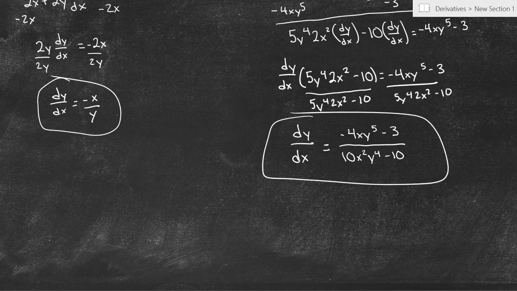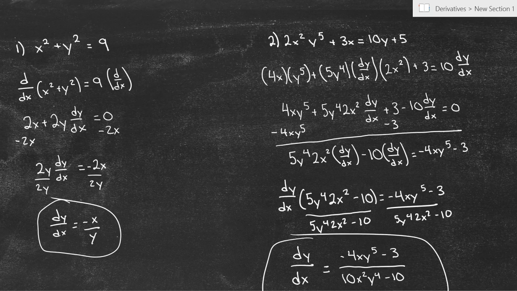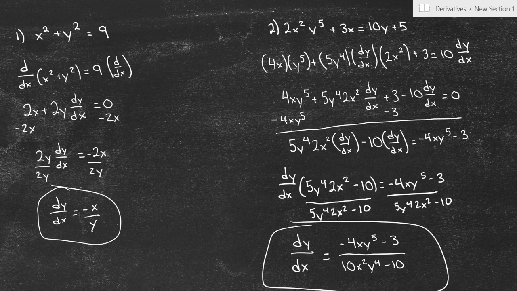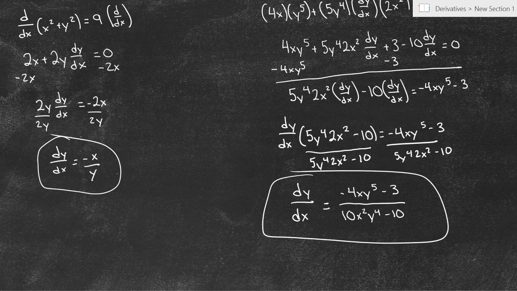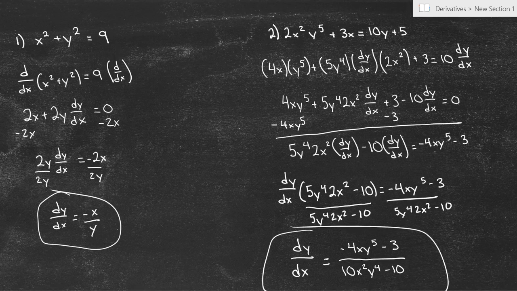That is dy/dx. And you're going to see a lot like this where we have to bring everything to the same side until we can factor out a dy/dx, and then we're just going to have to divide by whatever is attached to dy/dx, and that'll give us our answer. You'll see a lot of those as you do more and more implicit differentiation.